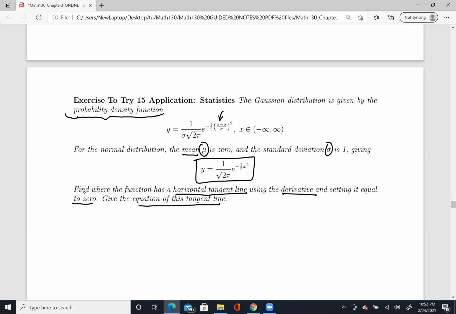Let me see. Yeah, correct. Yes. Remember that this function has to have a horizontal tangent line.